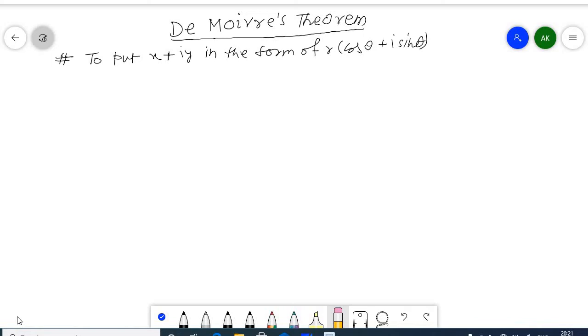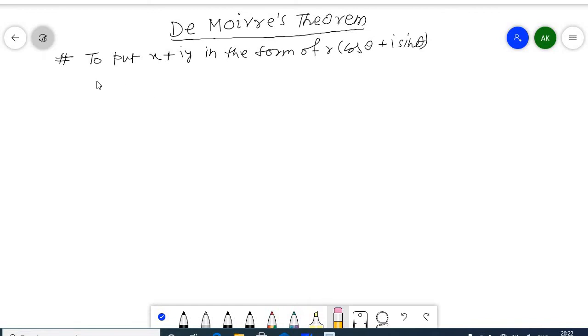In this lecture, I am not going to prove the main De Moivre's theorem. Just in this lecture, I am showing how we put a complex number in the form of r cos theta plus i sin theta. That is how we put x plus iy, a complex number, in the form of r cos theta plus i sin theta.